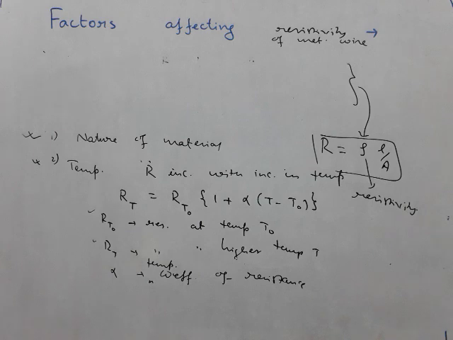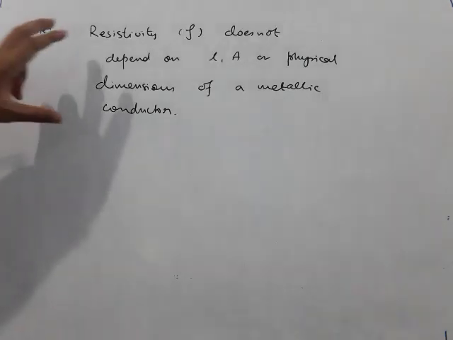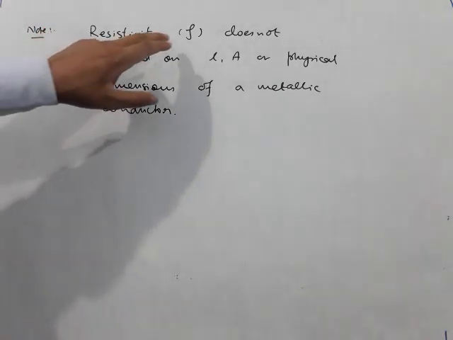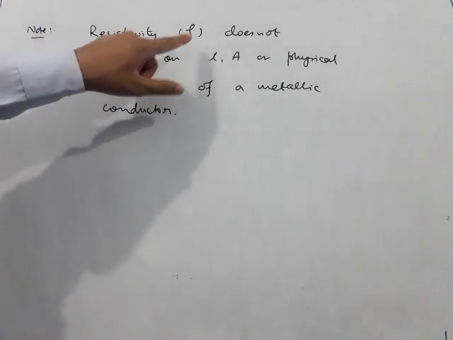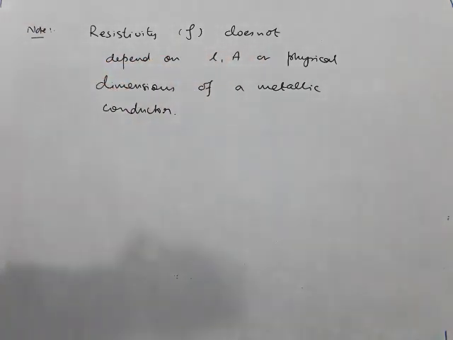So in brief, I tried to recall what has been discussed. I have mentioned in a note that resistivity of any metallic conductor, rho, does not depend upon length or area of cross section or other physical dimensions of the metallic conductor. Is it clear, students? Okay.